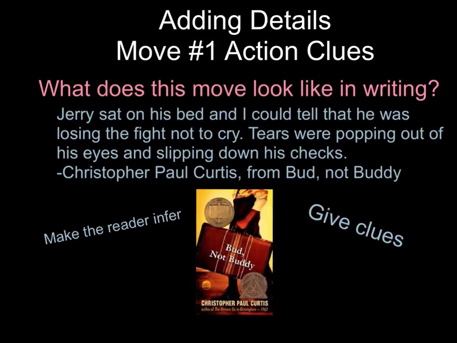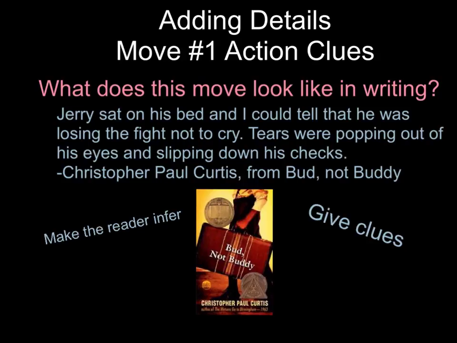In this series of videos, we're going to be working on adding details. This first strategy, move number 1, is called action clues. Here is an example. What does this move look like in writing? Jerry sat on his bed and I could tell that he was losing the fight not to cry. Tears were popping out of his eyes and slipping down his cheeks.